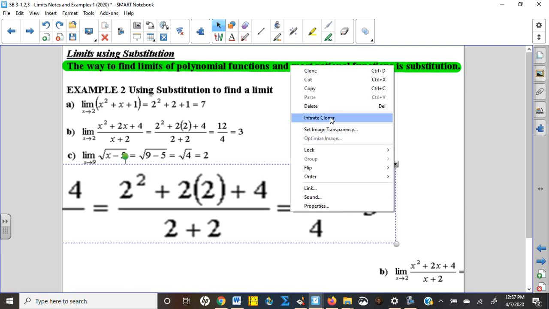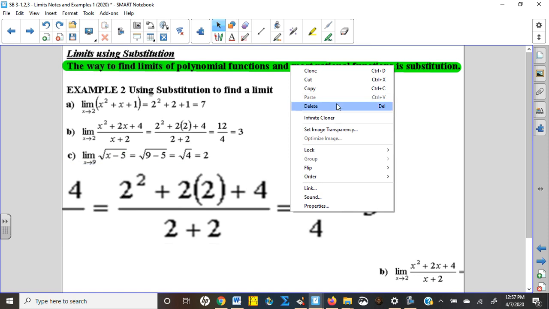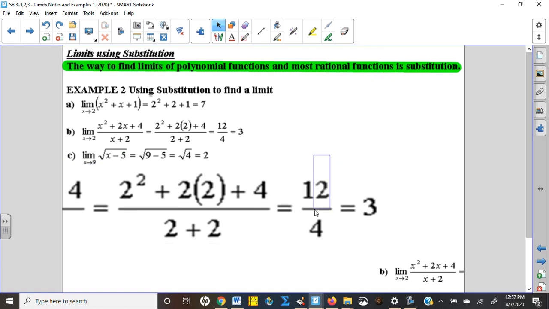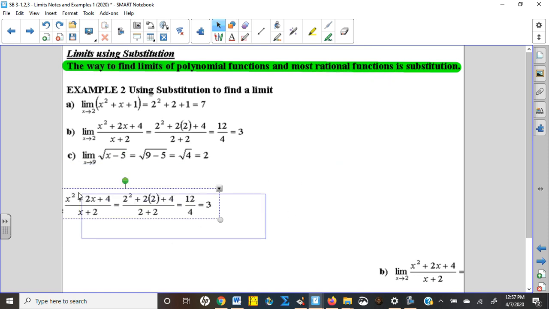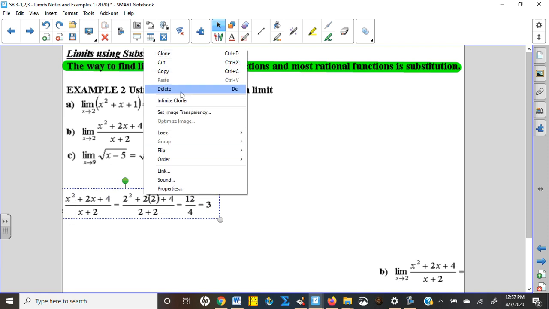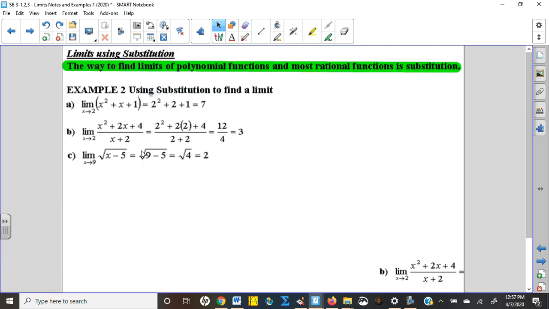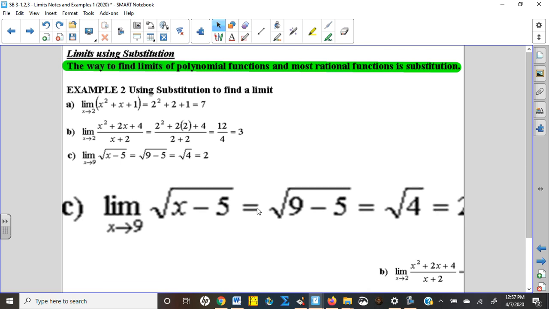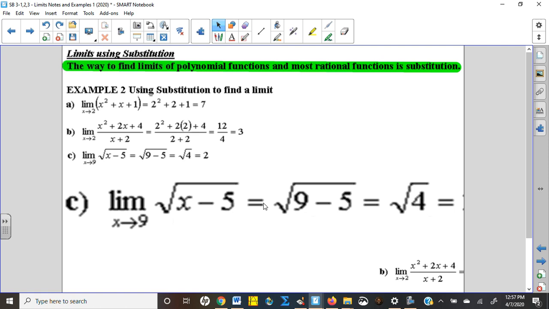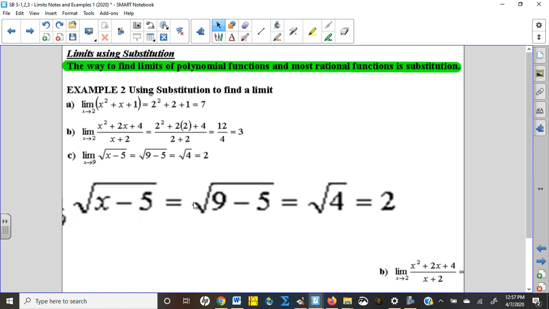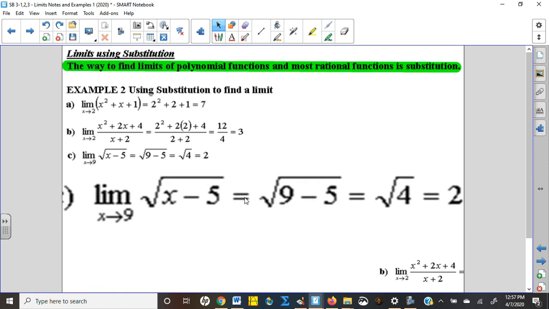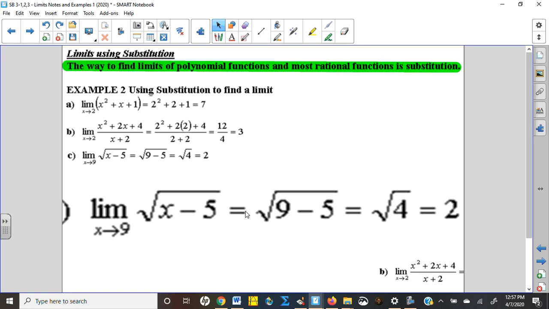Okay. When you can use substitution, which is what primarily you're going to be doing on tonight's assignment, life is good. And so tonight will be a pretty good way to ease into this. This last one is not a polynomial function. It's a root function. And I just substitute the 9 in because this function is defined at 9, and so the limit's just going to be equal to the function's value there. Anytime the limit is equal to the function's value at a point, substitution is going to work.